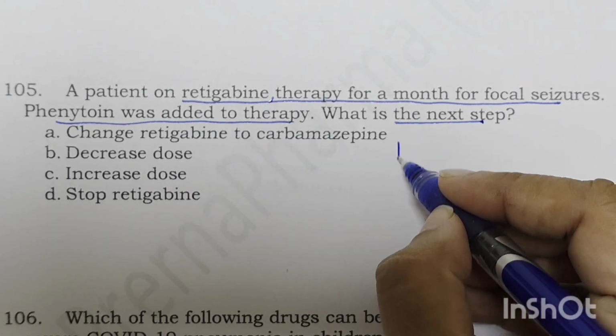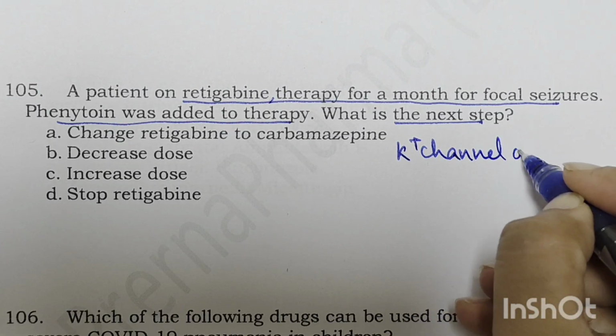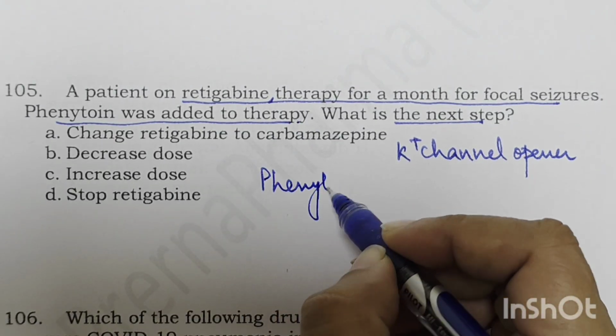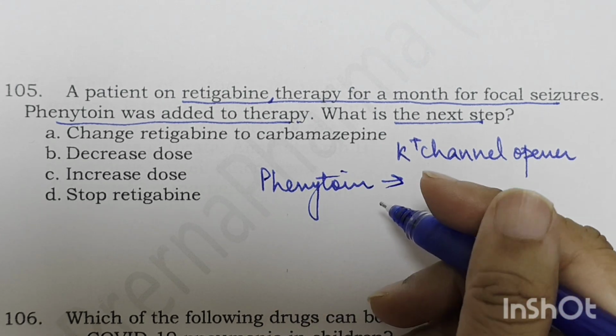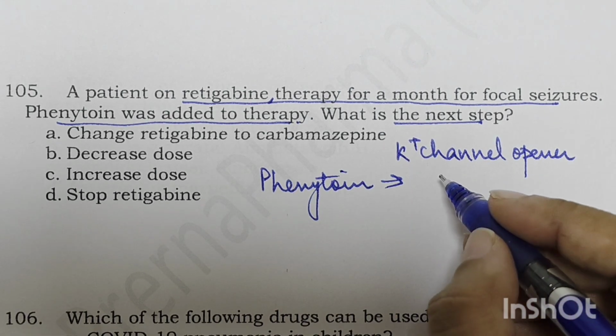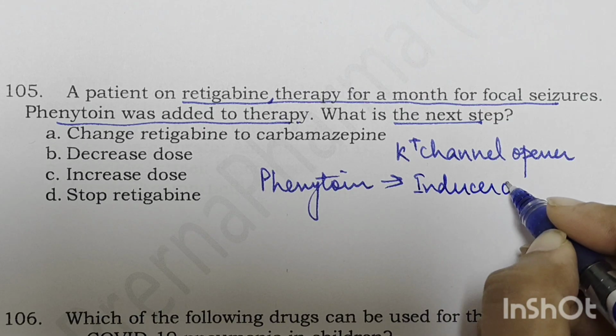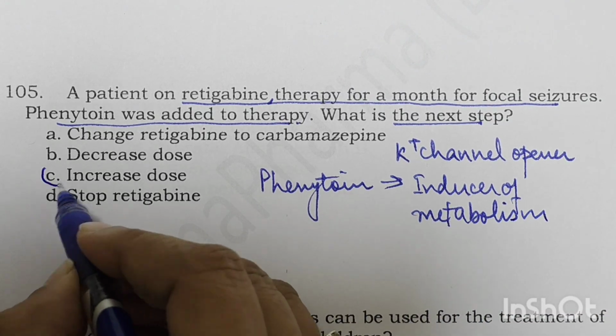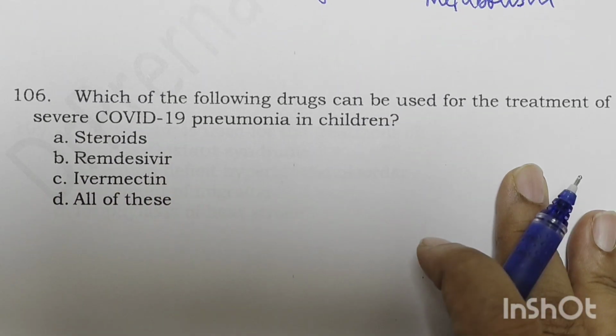Retigabine is already running. Retigabine is a potassium channel opener, right? Now when a patient is having this and phenytoin is added, phenytoin, as you know, is a major culprit. Phenytoin comes and creates havoc, and what does it do? Phenytoin is basically an inducer of metabolism. So it will increase the metabolism of retigabine, and its efficacy will decrease. So what you have to do is increase the dose of retigabine.